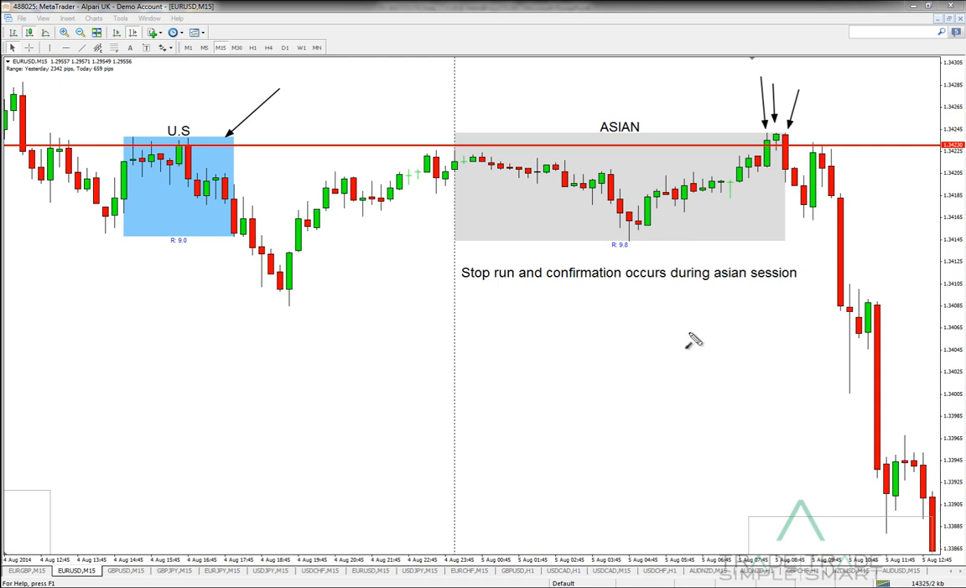And in this session we don't get an immediate confirmation, but the market returns back to the manipulation level and performs the same function. We get a lower high, and then we get a confirmation candle to the downside, which in effect is our classic M formation.